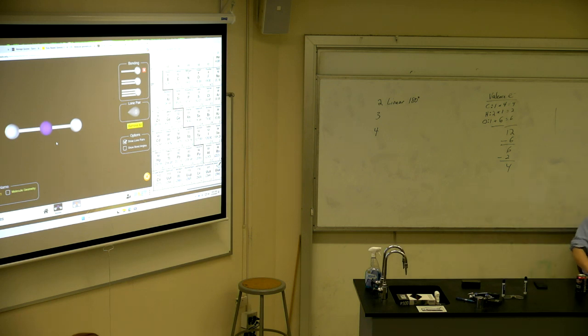Do you see why I would say the bond angle is 180 degrees? This is the bond angle, from here around to here. This arc is 180 degrees, and that's obvious, right? If it's linear, it's gonna be 180 degrees.